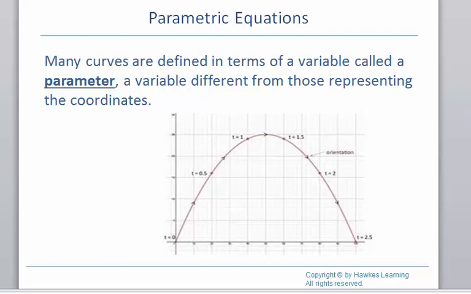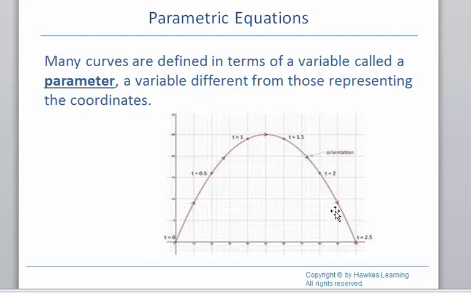Many curves are defined in terms of a variable called a parameter, which is a variable that's different from those representing the coordinates. So in the graph shown on the screen, what we have is a situation where someone kicks a ball. When they kick, the ball starts here. This is the point where it's kicked. Its path is that it goes up for a while and then it starts to go down.